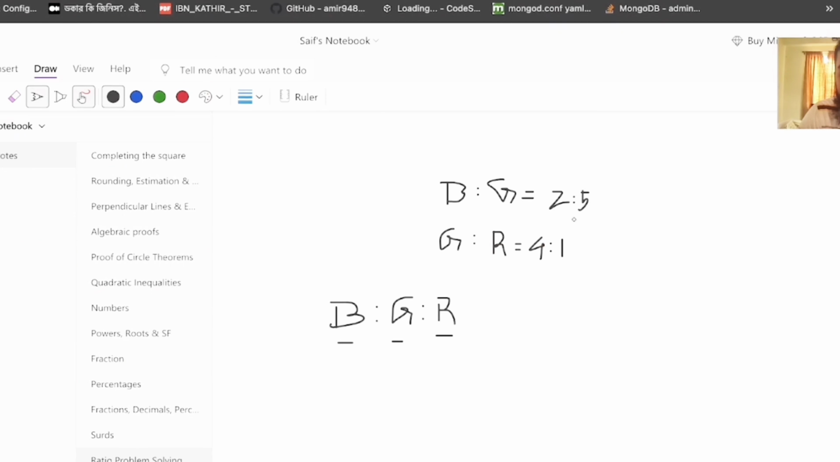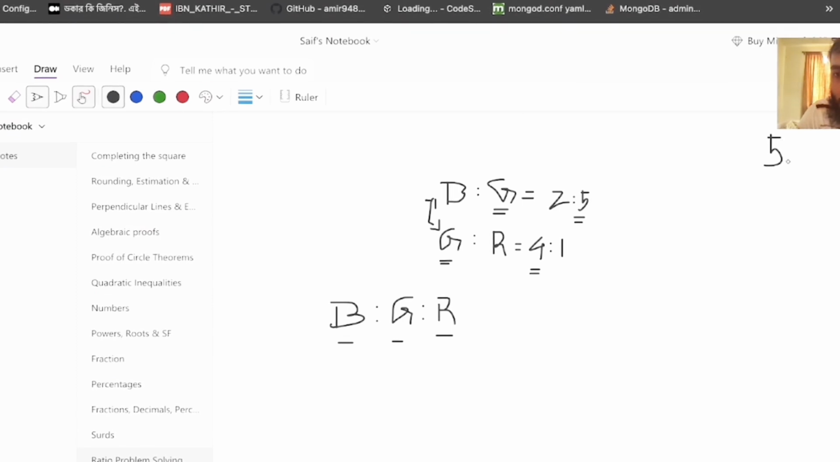how do we do that? As you can see, green pens is common in both of the ratios. If I want to merge these two ratios into a three-colored ratio, blue, green, red, green is the common one, but the ratio numbers are different. In the first case the ratio is 2:5. In the second case the ratio is 4:1. So the green here is 5, the green here is 4. How can I make both of these common?